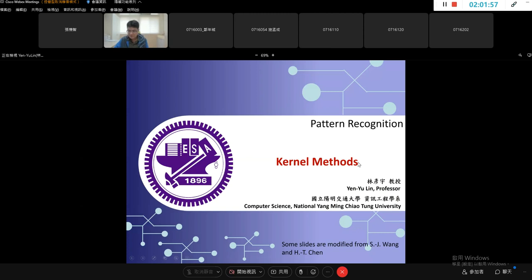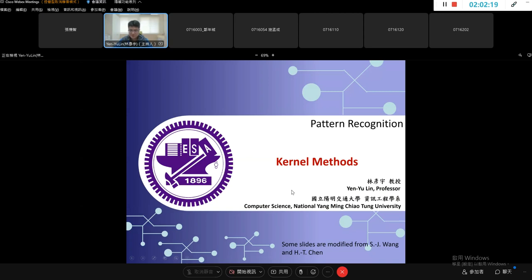Previously, we talked about ensemble methods. Ensemble method is simple and practical. In most of the cases, ensemble method achieves much better performance than the base predictor.